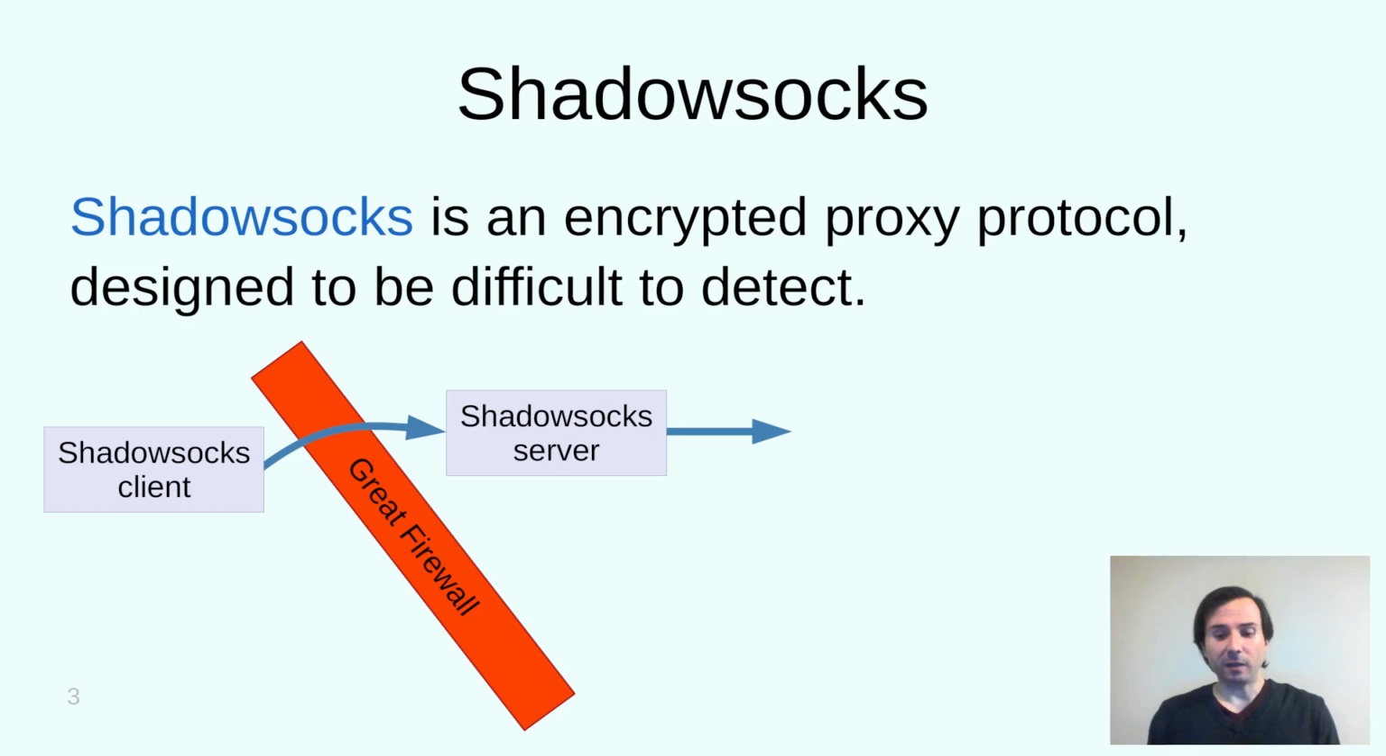Now, if you're thinking that this randomness, this lack of a fingerprint, is itself a kind of fingerprint, you're absolutely right. And in fact, this research shows that the Great Firewall uses the entropy and the length of packets in a TCP stream as part of its first step in classifying Shadowsocks traffic.